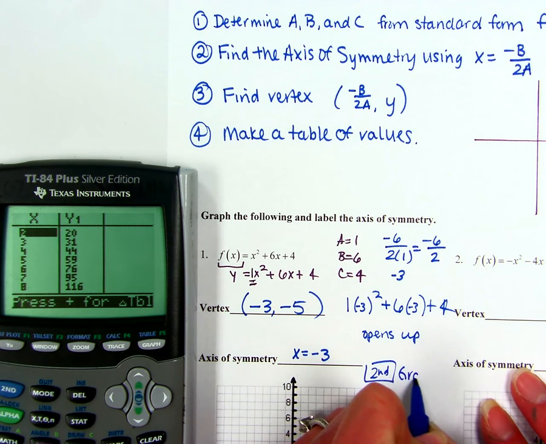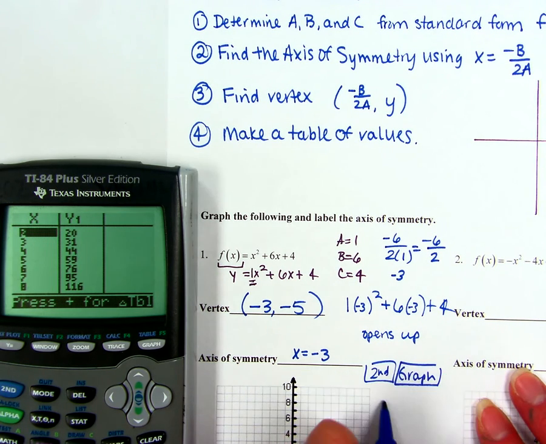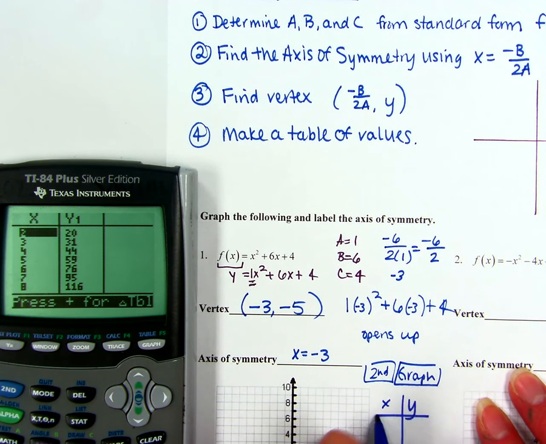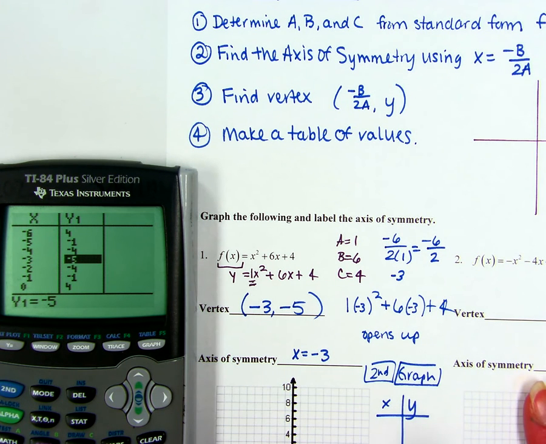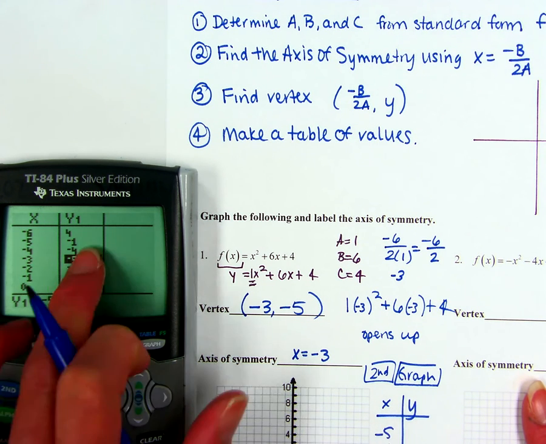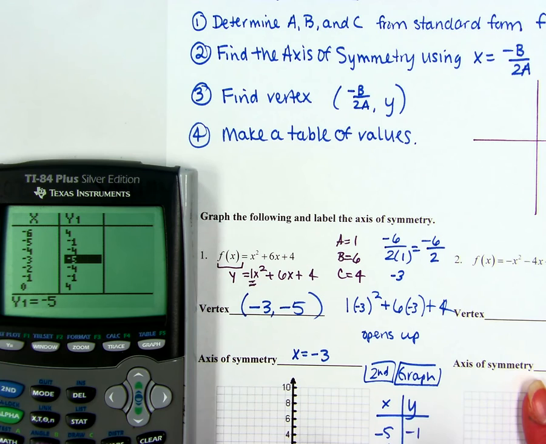If you hit that button, you should see a table of values. When I copy down my table of values, I need to at least have my vertex, this negative 3, negative 5, that needs to be in my table. And then I would pick 2 points above and 2 points below. And all I'm doing is copying down the numbers.